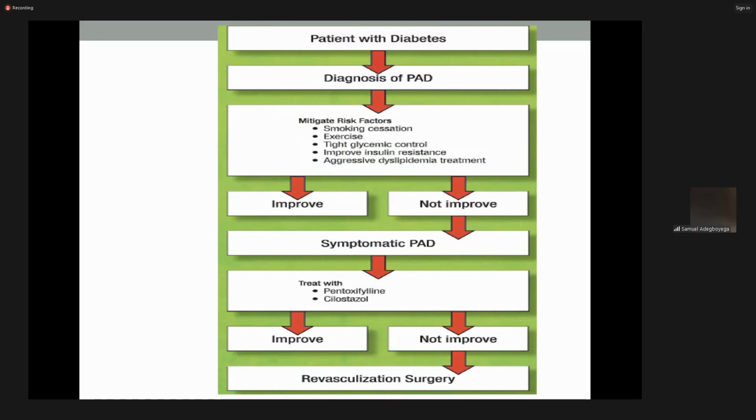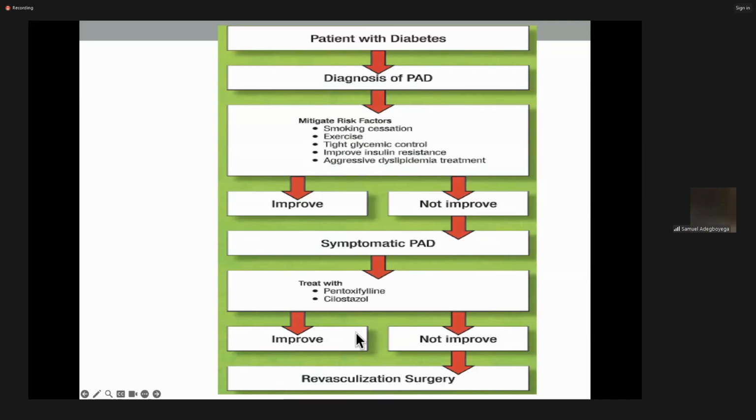So can you use pentoxifylline? Yes. Is it approved by the FDA right now? No. Was it approved before by the FDA? Yes, but currently, no. But you could still use it for PAD. So that's why you've got to be careful on the exam. If we ask you which one is the current guideline, the current guideline is cilostazol.